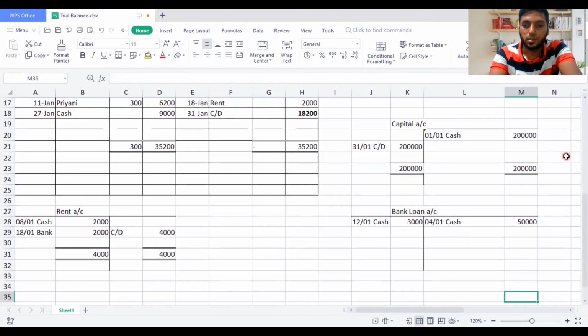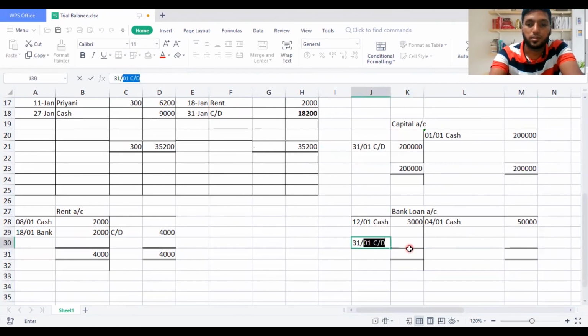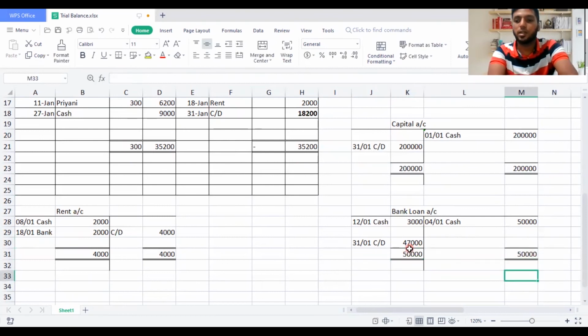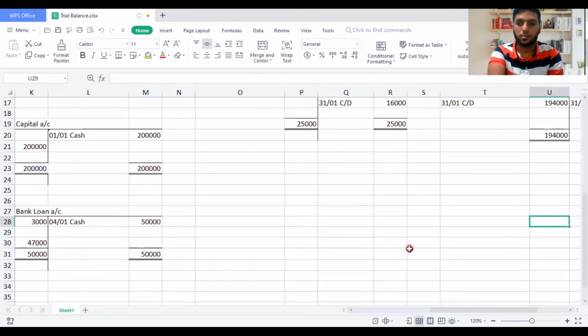Then since they have paid 3,000 of the bank loan, we can deduct this 3,000 on the debit side, and you will get a value of 47,000 on the credit side. So 31st first, right here 47,000. 50,000 is the highest value on both sides. I will take this value. So I think I have finalized almost everything.